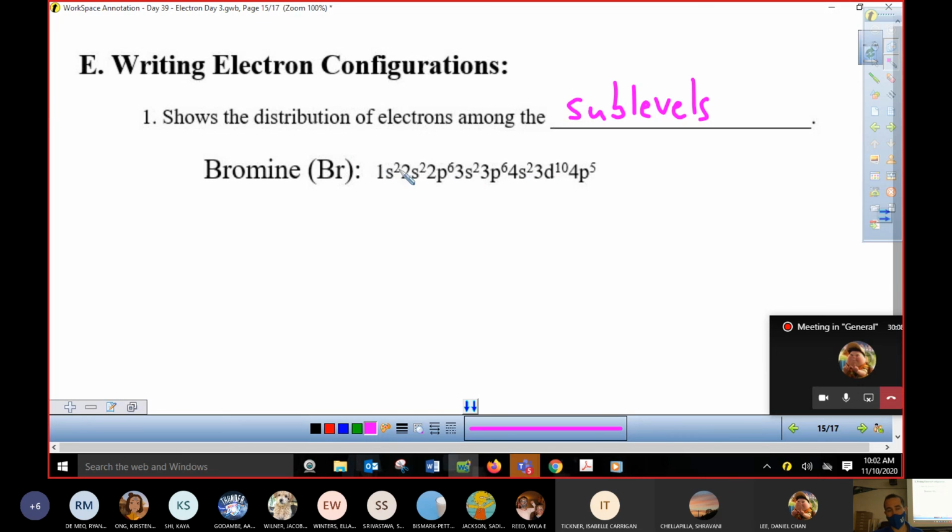If I add up all my little numbers, my superscripts, that'll tell me how many electrons are there. So 2 plus 2 plus 6 is 10, plus 2 plus 6 is 18, plus 2 is 20, plus 10 is 30, plus 5 is 35. So every electron is accounted for.